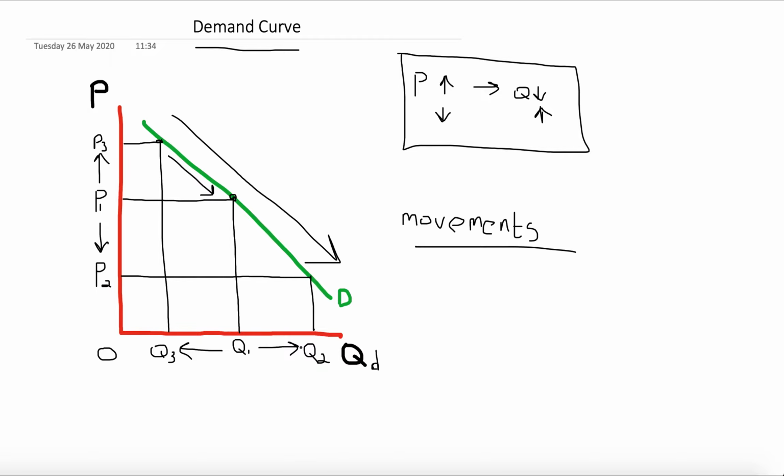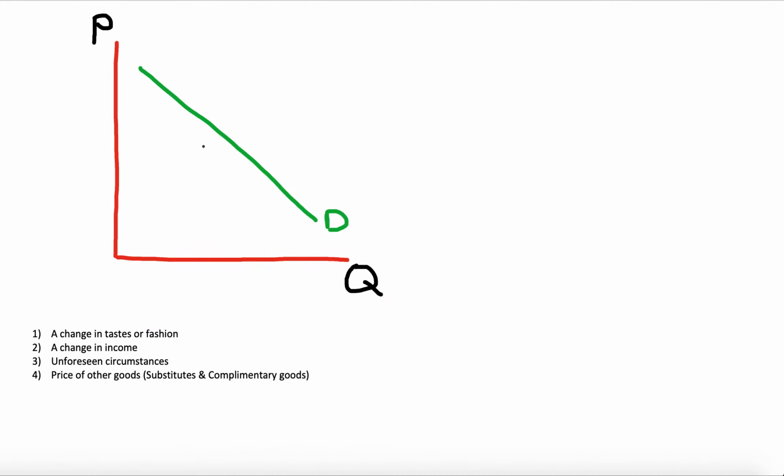What else can happen though? We know that this demand curve here shows us the given quantity demanded at different price points, but something else can occur, and that's when the entire demand curve changes. So that's if the entire demand curve were to shift to the left or to the right.